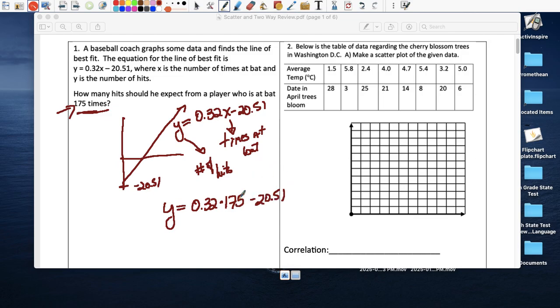So then it becomes just a calculated problem, right? 0.32 times 175 minus 20.51. So predicted 35.49, and let's just call that 35 times. So when he goes at bat 175 times, he'll get 35 hits. That's the prediction. That's it.